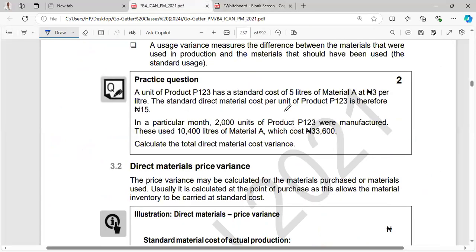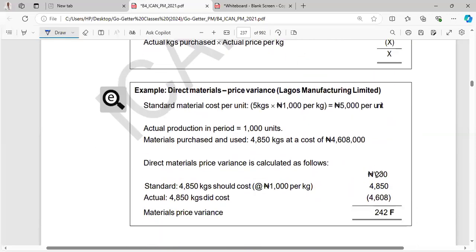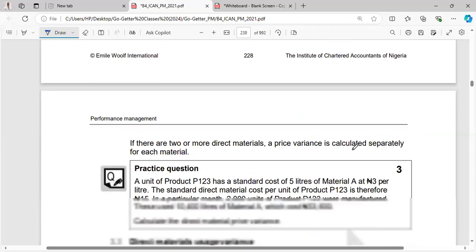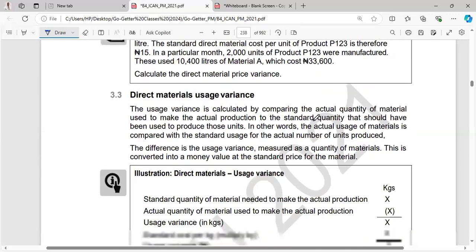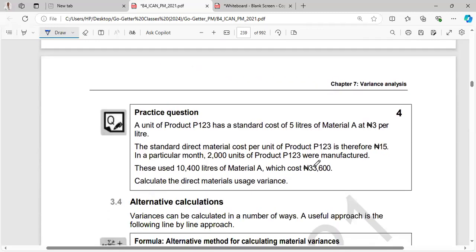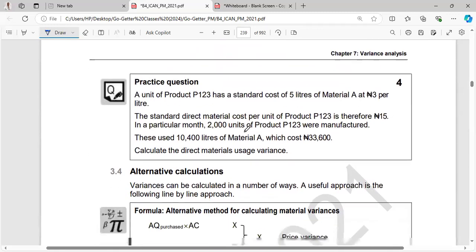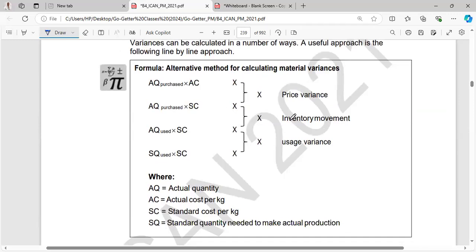So we've succeeded in doing this 2.2. If we are to do all of this practice question, we have answered that. Even this one here, we have succeeded in answering all of them. So this is the second alternative calculation that they were telling us, which is what I have used here for you.